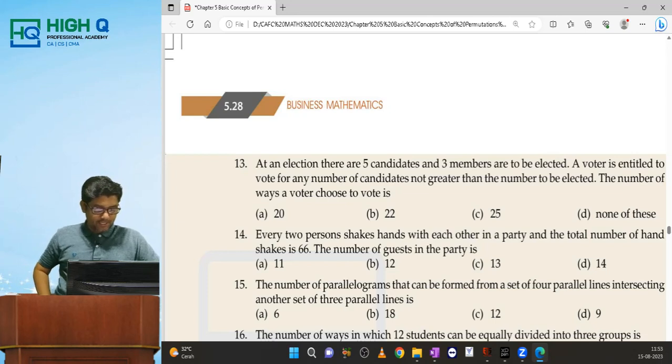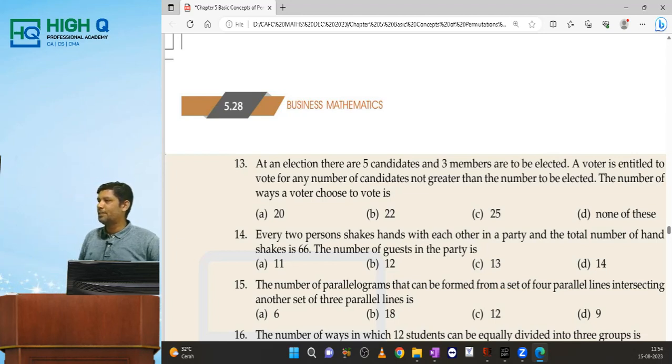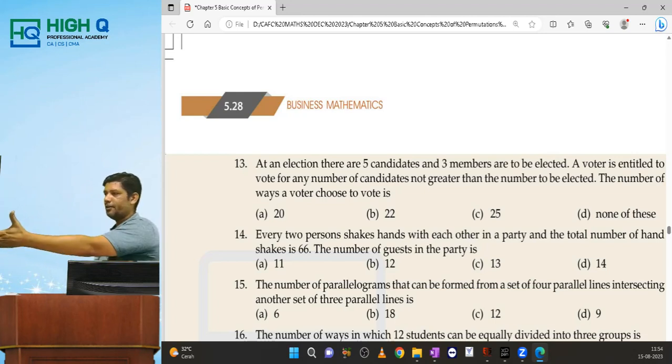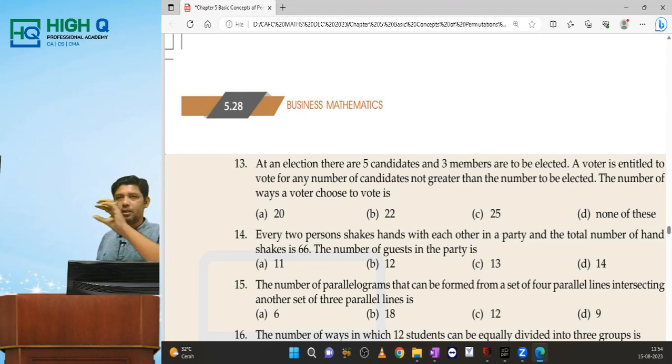Every 2 persons handshake with each other in a party and the total number of handshakes is 66. The number of guests in the party. Look at this, my dear. It is as good as a straight line. To draw a line, how many points needed? Please say loudly. For handshakes? Sir, I am handshaking myself. So is it possible? Minimum 2 people are needed. Okay, for example, how many handshakes possible?